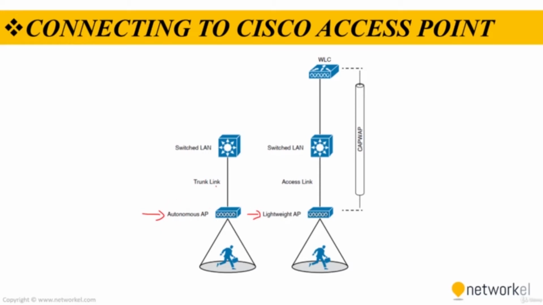The autonomous AP is connected to a switch network via a trunk link, and this lightweight AP is connected to a switch LAN mostly with an access link. But the lightweight AP is also communicating with the wireless controller, as you can see in here, with CAPWAP. Okay, after this brief information, let's talk in some more detail about these two types.